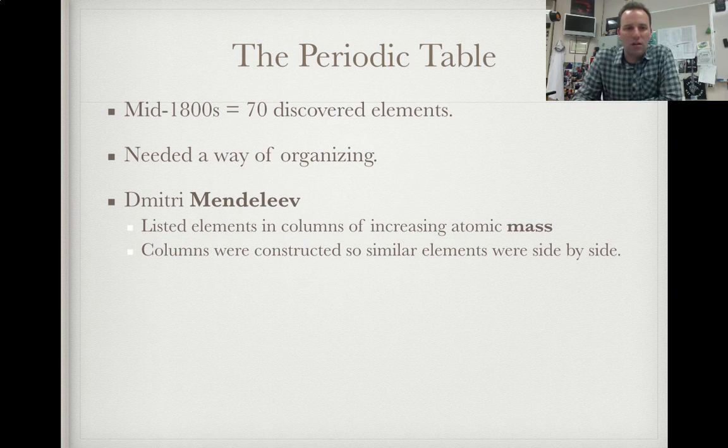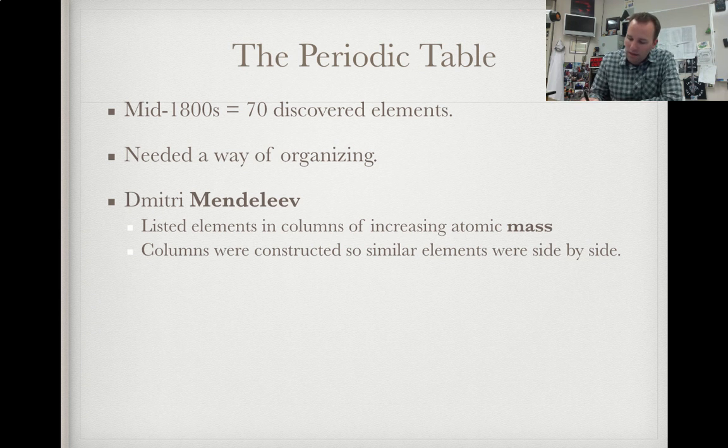The mid 1800s is when we had about 70 discovered elements, and they needed a way to organize these elements and have them be laid out so that we could see them. And so Dmitri Mendeleev, here's another scientist that you need to know his contribution, listed these elements in columns of increasing atomic mass, which is different from how it is now, so pay close attention. The columns were constructed so that similar elements were side by side.